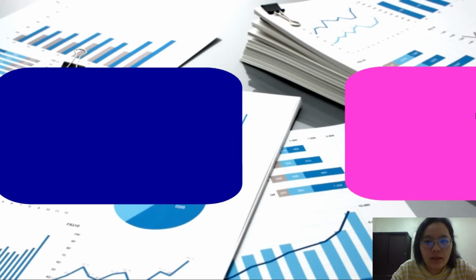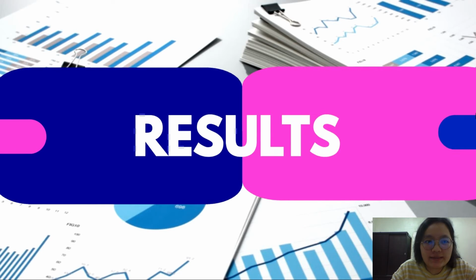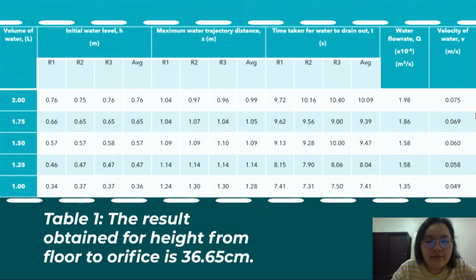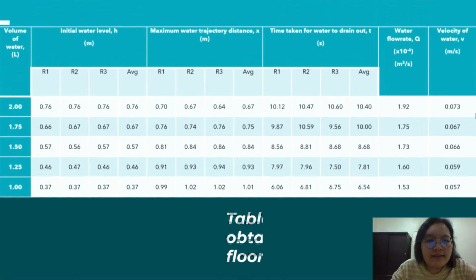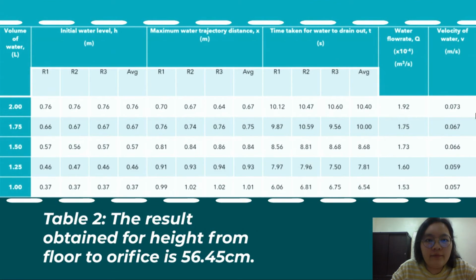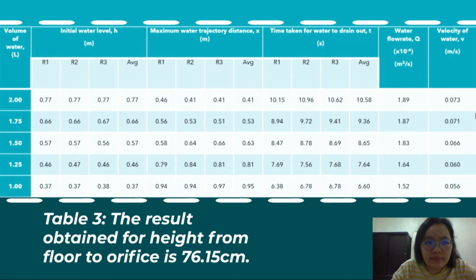Thank you. This experiment had been conducted 3 times, from different heights, which are the heights from the floor to the orifice. The first height is 36.65 cm, the second one is 56.45 cm, and the last one is 76.15 cm.